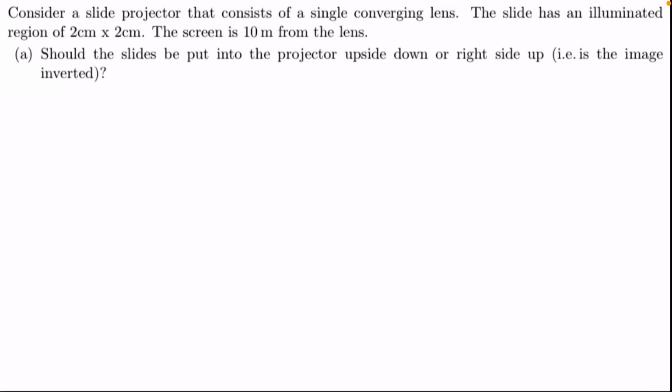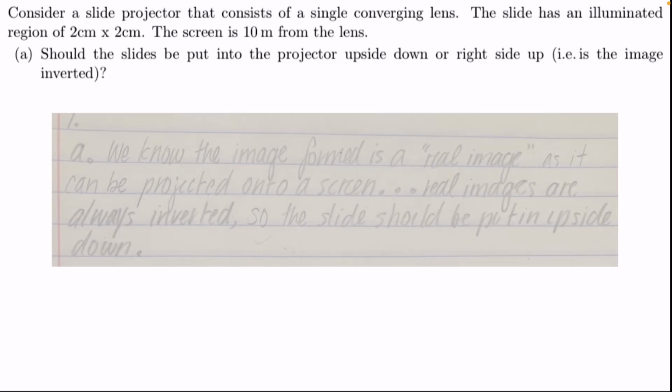A slide projector consists of a single converging lens. The slide has an illuminated region of 2 centimeters by 2 centimeters, and the screen is 10 meters from the lens. Part A asks, should the lens be put into the projector upside down or right side up, i.e. is the image inverted? So this can be answered pretty conceptually.